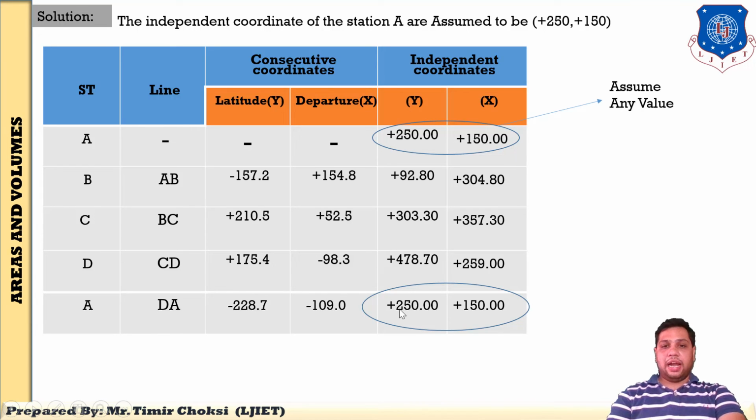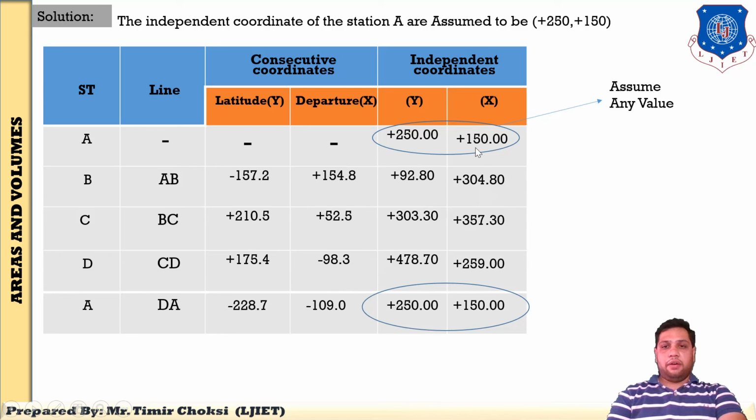So students, you have to check them. The last coordinate, the last answer, is the same as the value you assumed. Here I have assumed 250, so I get the answer 250. If you have assumed 100, your final answer is 100. So you have checked them. I repeat this: first you assumed 250 minus 157.2. Only the y coordinate is considered, because this is the calculation of the y coordinate. For the x coordinate, also only the x values are considered.